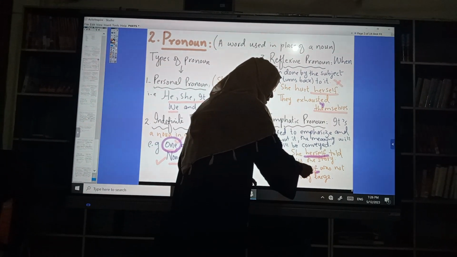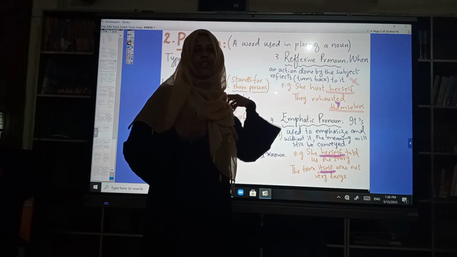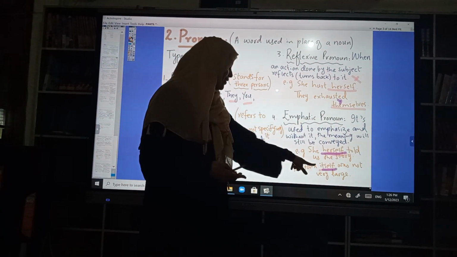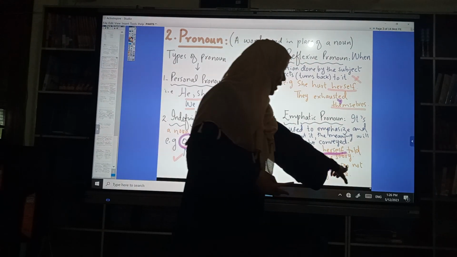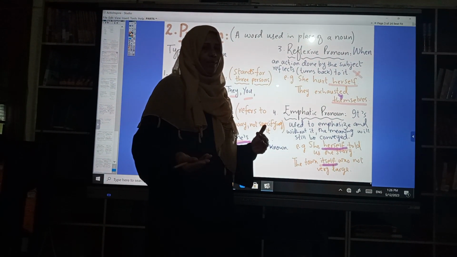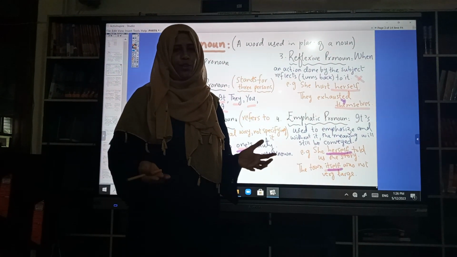The town itself was not very large. Same goes here. If you remove itself, the sentence will still give you a meaningful idea. That is, subject town, helping verb or verb was, and large is the object. So this is what we call the simplest of all the British sentence structure.